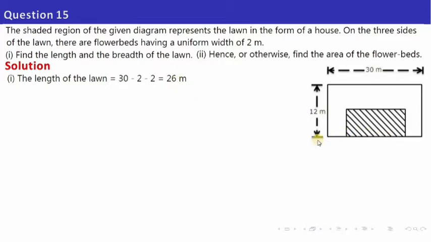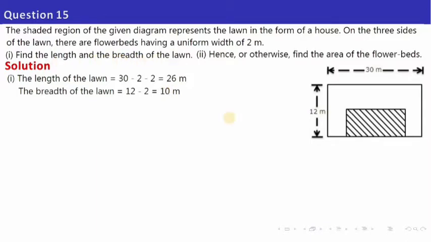Now the question is asking you to find the breadth also. So breadth means you have to find this much. Now from here to here is 12, and from here to here is again 2, isn't it? So from 12, if you subtract 2, you will get the breadth of this particular lawn. So your breadth is going to be 12 minus 2, which is going to be 10. So I got my first part answer.